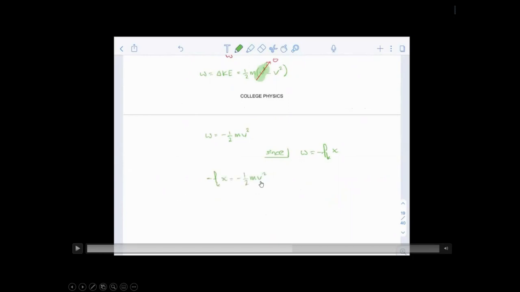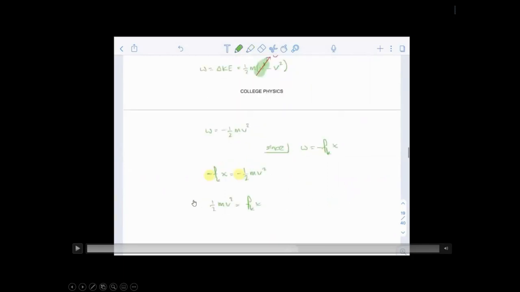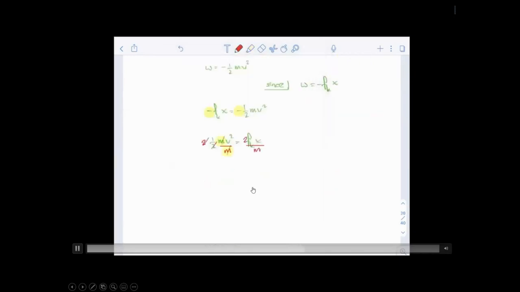All right, so this is the speed that we're looking for. Negative, negative, so it's going to be a positive. So isolate the speed. And then you get a square here, so we'll have to do a square root. Okay, and then we'll check to see if we're done. I know we're not done because X is given to us.